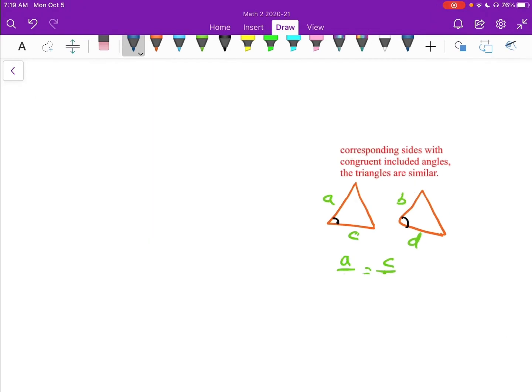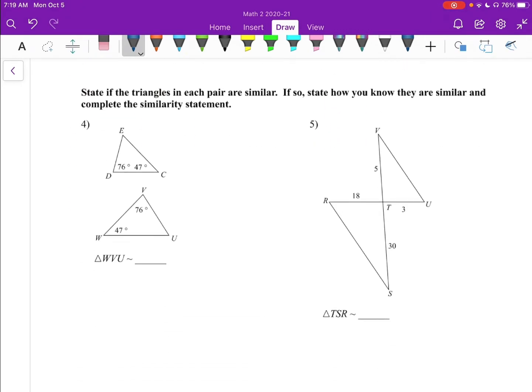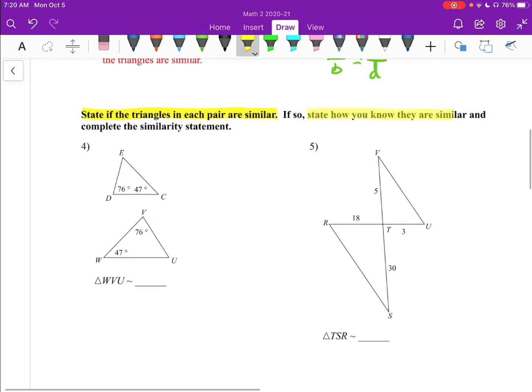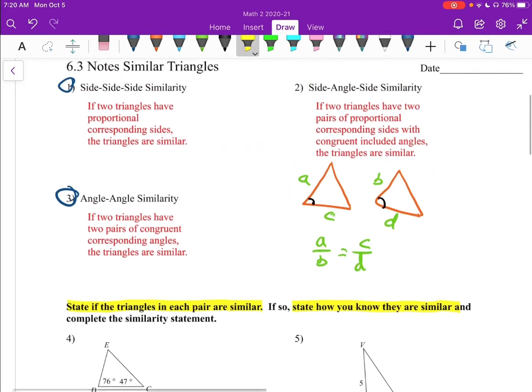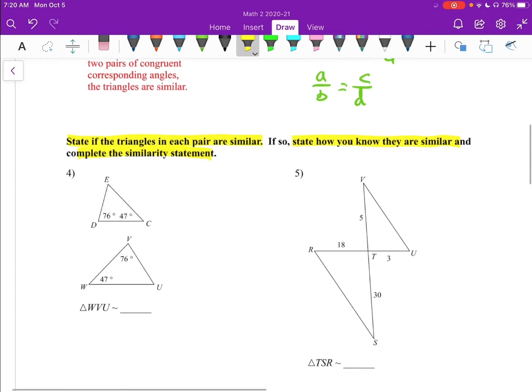All right, let's see how we can apply them. State if the triangles in each pair are similar, and if so, state how you know they are similar, and complete the similarity statement. So for starters, state if they're similar, so that's going to be like the yes, no. If so, state how you know they are similar. That's going to be using one of these 3 rules up here. And then complete the similarity statement. That's going to be this thing here, and I'll get to that in just a second.